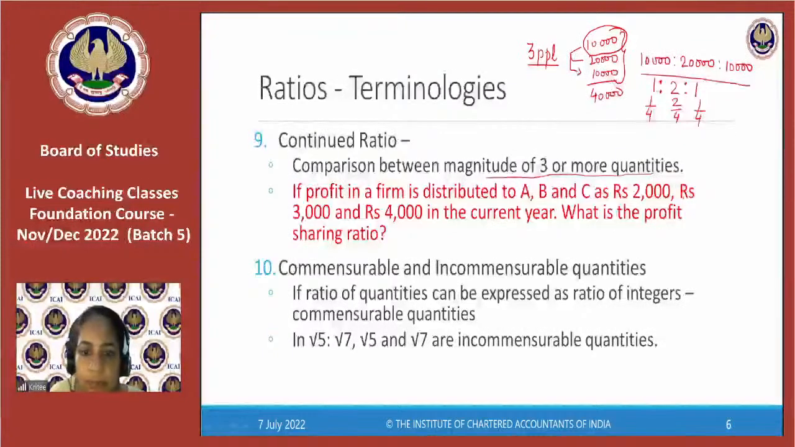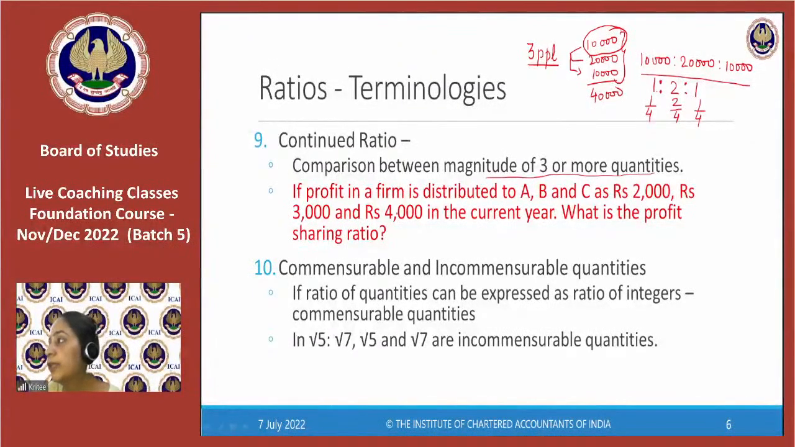Let's look through a simple example here. If profit in a firm is distributed to A, B, and C as 2,000, 3,000, and 4,000. So we have decided to divide the profit in the ratio 2,000, 3,000, and 4,000. What is the profit sharing ratio?